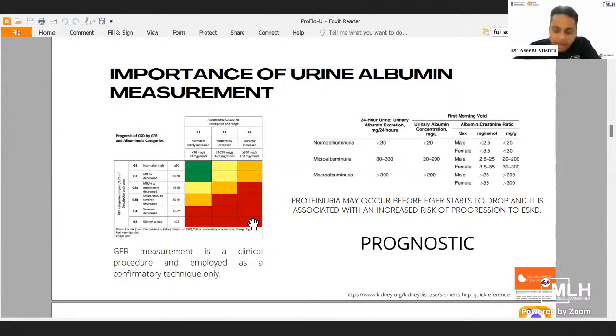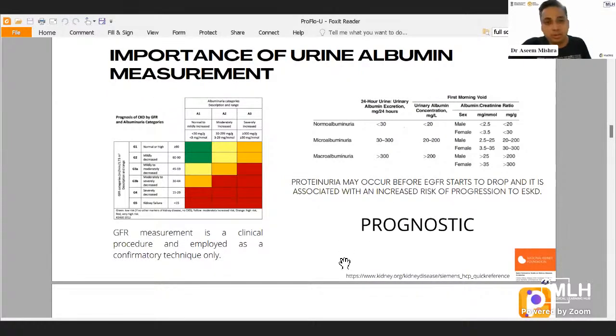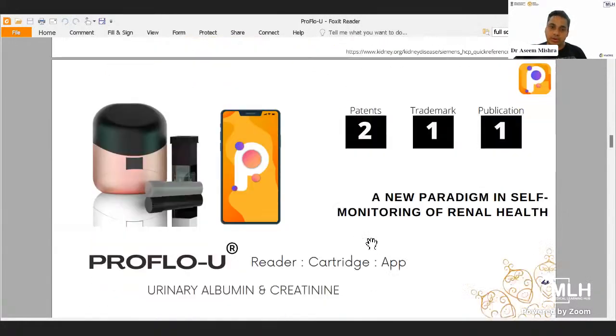So if you see in this map on the left, you see that if you have high albumin, whereas low, you know, relatively normal GFR rates, you are still at high risk to a kidney disease. So if that is so, then being able to measure albumin concentration in the urine objectively and quantitatively should have a reasonable prognostic value. And that is where we are operating.